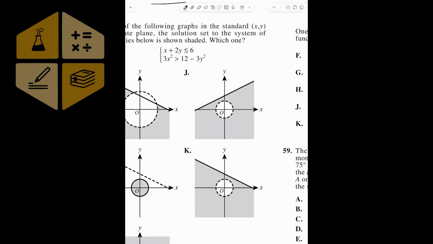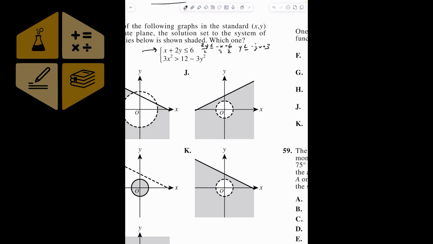Okay, so I'm going to simplify these two expressions. I'm going to start with the top one, and I'm going to get it into slope-intercept form, which is y equals mx plus b. So I need to isolate the y on the left-hand side. The first thing I'm going to do is subtract x from both sides, and that would leave me with 2y is less than or equal to negative x plus 6. That's where I am so far. And then if I divide both sides by 2, so divide everything by 2, then I'm going to end up with y is less than or equal to negative 1/2 x plus 3.